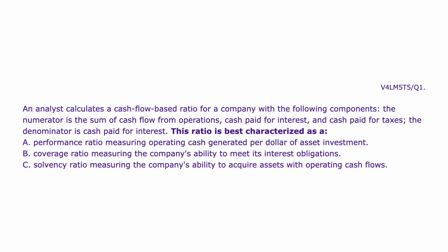This ratio is best characterized as A, a performance ratio measuring operating cash generated per dollar of asset investment. B, a coverage ratio measuring the company's ability to meet its interest obligations. C, a solvency ratio measuring the company's ability to acquire assets with operating cash flows.